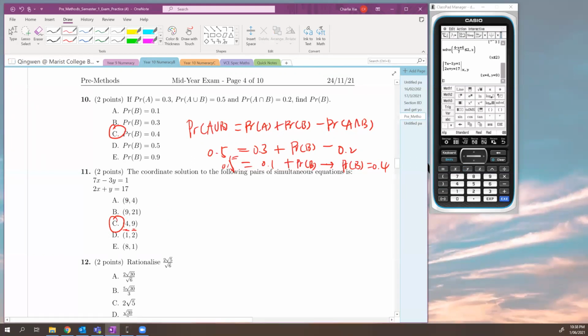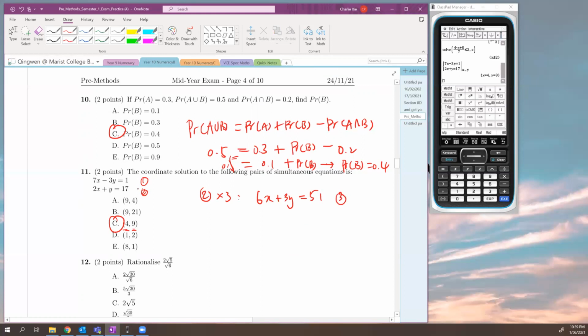If you don't have this calculator, how do you do it by hand? We could think of elimination. Look at that 3y, 3y, and this is just 1y. So that's equation 1. For equation 2, what we can do is multiply by 3. Imagine there's a bracket around this entire thing, times 3. So we have 6x plus 3y, and on the other hand, we have 17 times 3, which is 51. So that's our equation 3.